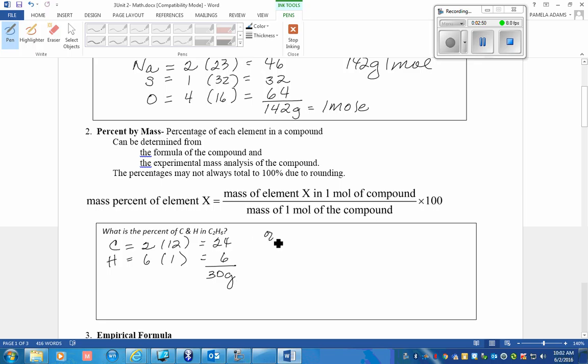To find the percent of carbon, we take all of the carbon present in the compound and divide it by the entire compound's mass, multiply that by 100, and we get 80%. The percent by hydrogen better be the other 20% since there are just the 2 elements, but we'll do some math to make sure that we are correct. 6 divided by 30 times 100% is 20%. Remember that your mass percent can't add up to anything except 100.